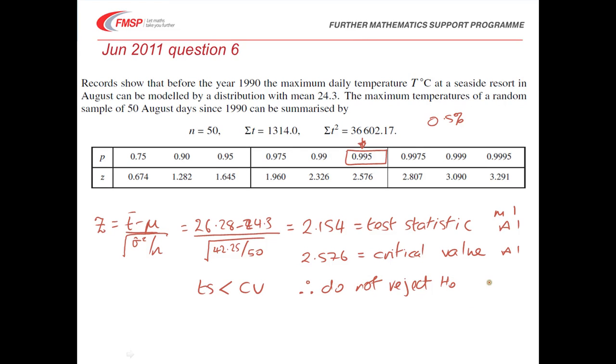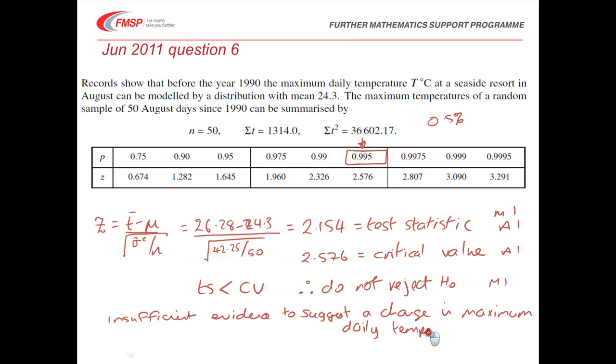Okay, so that gives me a method mark, and you need to contextualize. So there is insufficient evidence. Always do this, please. There's insufficient evidence to suggest a change in maximum daily temperature. And my advice is you take that directly from the question. Okay, don't try to interpret or anything. Literally just restate what you've got. So maximum daily temperature, and that's where you get your final accuracy mark.